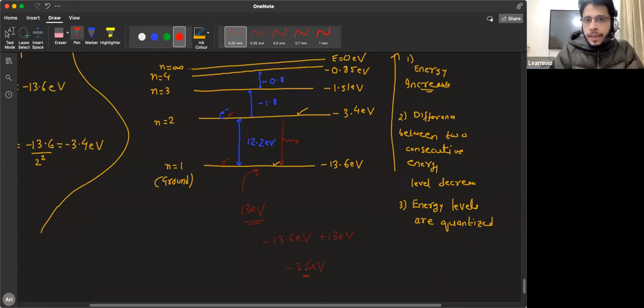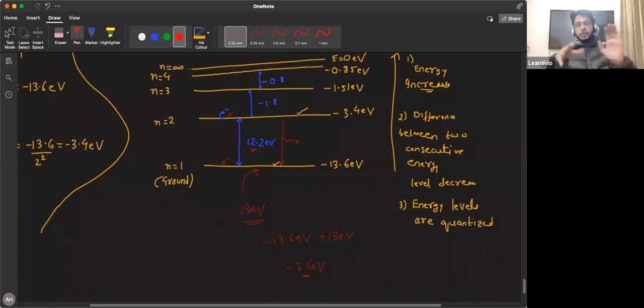An atom cannot absorb all energies. Similarly, an atom cannot emit all energies. An atom can absorb or emit only those energies which correspond to the difference in energy levels. So the minimum energy that your hydrogen atom can absorb is 10.2 electron volt, and it will jump to minus 3.4 electron volt. So that should be very, very clear.